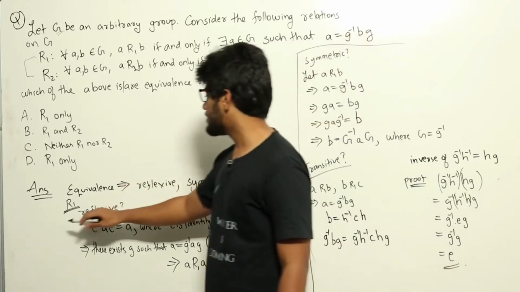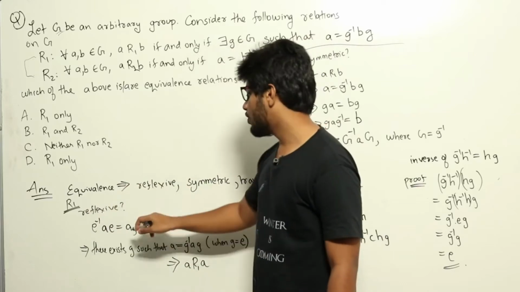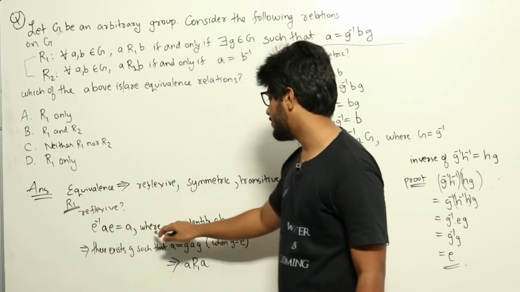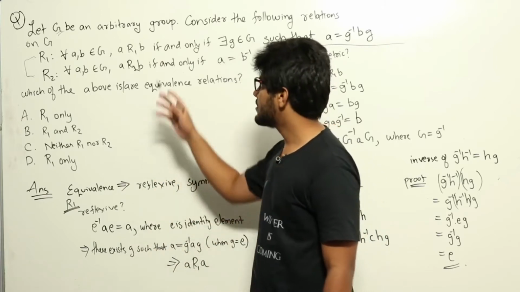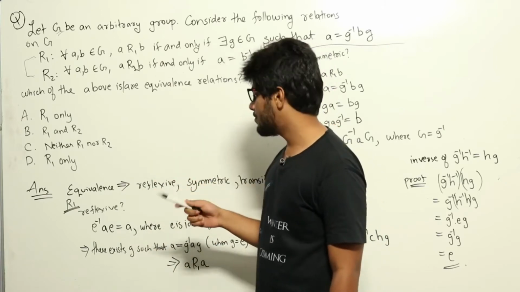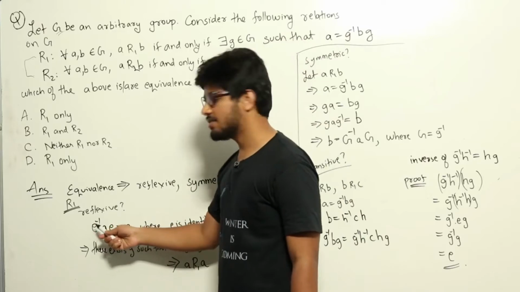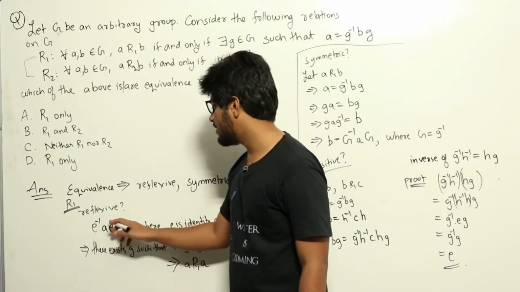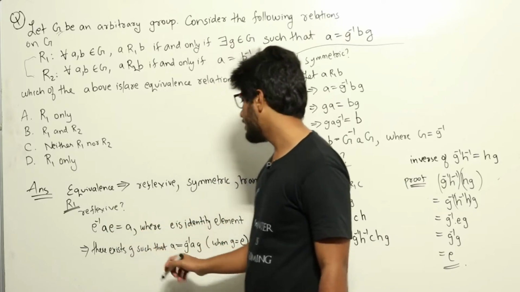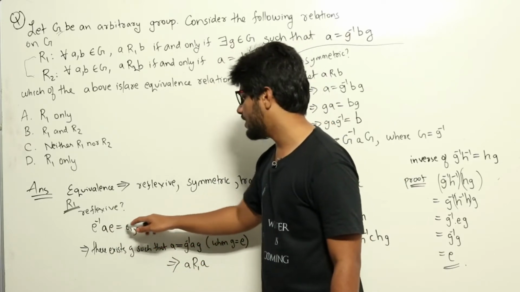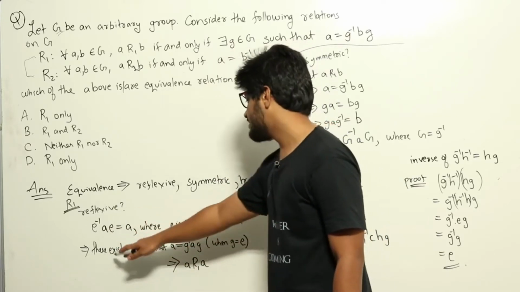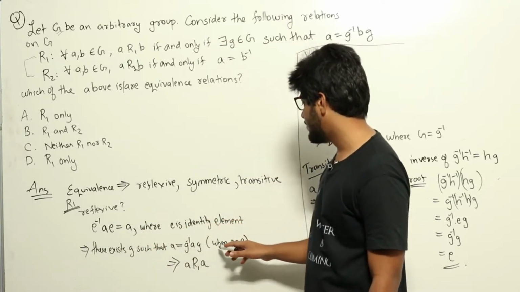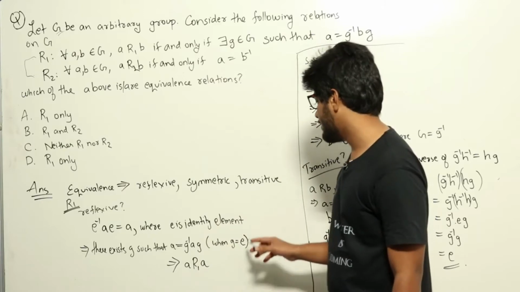So for R1 we are checking for reflexivity. For any A we can say that E inverse into A into E equals A, where E is the identity element. Since G is a group, G will have an identity element belonging to G, and E inverse is nothing but E only, and E into A is A only, and that A into E will be again A only. So E inverse into A into E equals A is true, which implies there exists g such that A equals g inverse into A into g when g equals E.